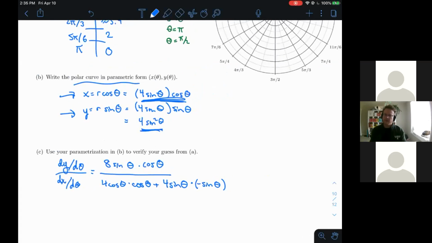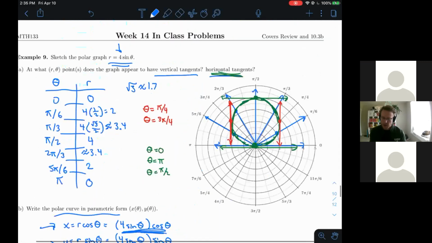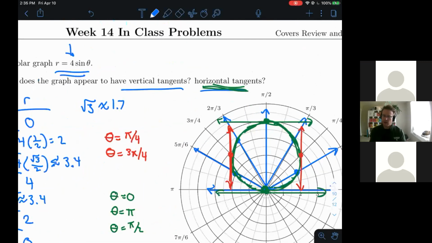Okay, so if this had told me, find the slope of the tangent line at particular theta values, we could now do that just by plugging these things in. And that's what we did in the pre-class video, right? We said, at theta equals pi over 6, what's the slope of the tangent line? And so we could just plug this in. Here we have a slightly different question, right? We want to know when do we have a horizontal tangent and when do we have a vertical tangent? And so that's slightly different.